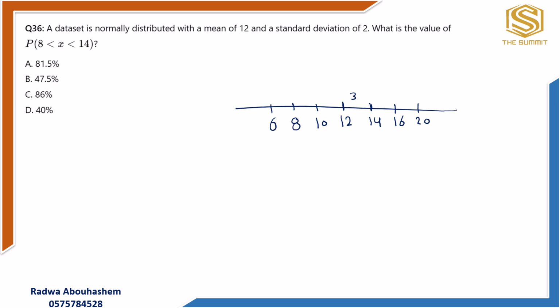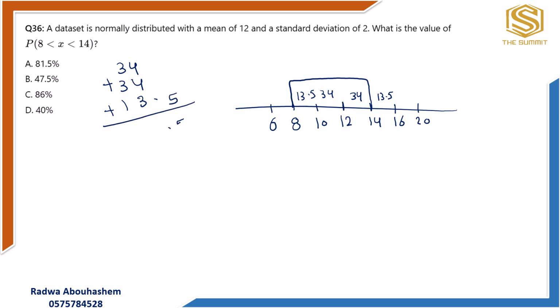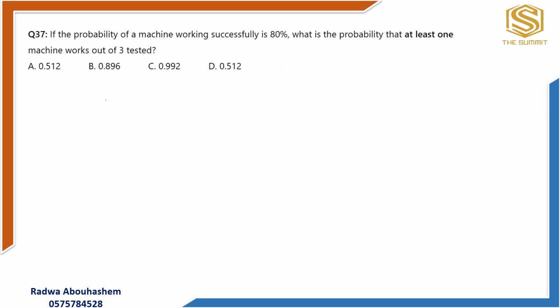Do you remember? This is 34%. This is 13.5. And this is 34 again. And this is 13.5. So I have to take from here to here. So 34 plus 34 plus 13.5, and so it's 81.5%.